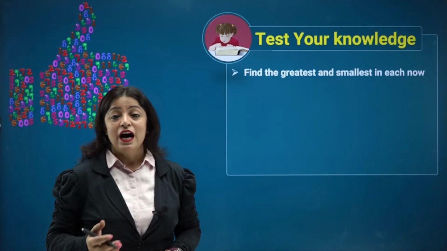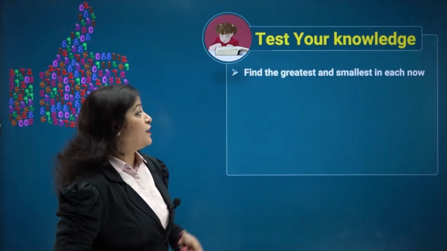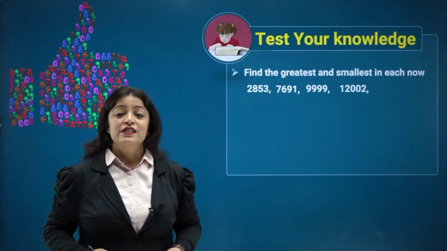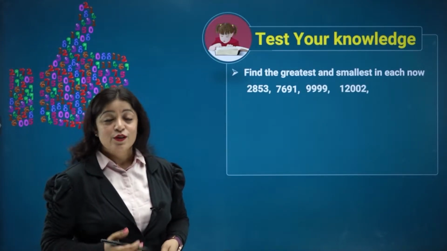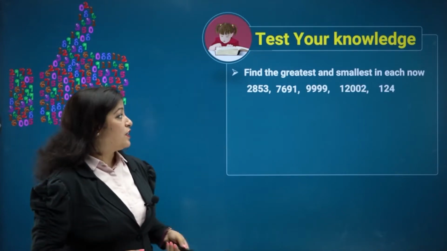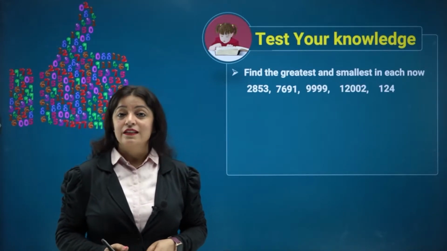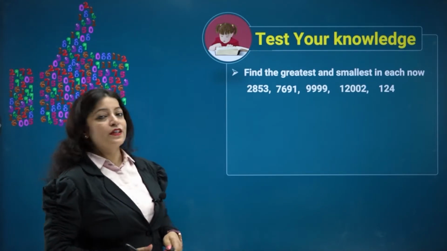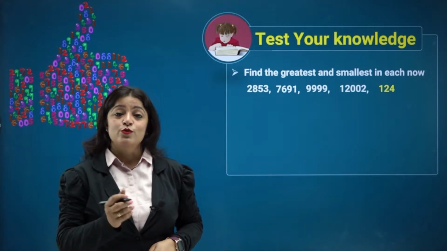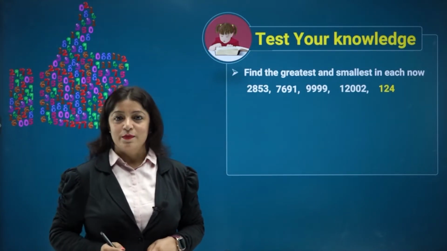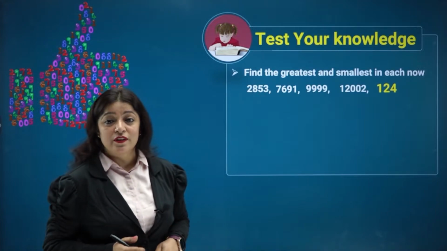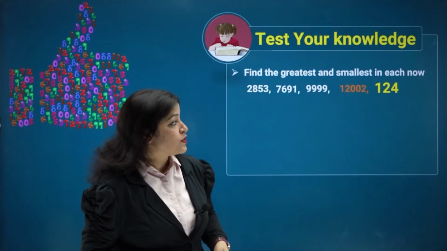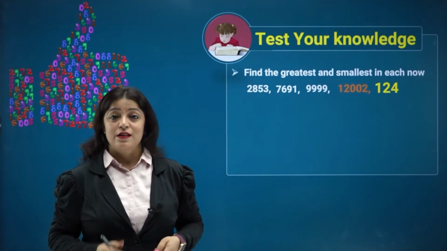So let us see how we can compare different numbers. Like if in a row some numbers are given to you, and we need to find which is the greatest and which is the smallest of all of them. So how can we compare? Just see, you can see 5 numbers here in this row. Now which one of them is the smallest? By looking at this, you can say that the number 124 is the smallest number. And which number is the greatest number? You can find here that the number 12,002 is the greatest number.